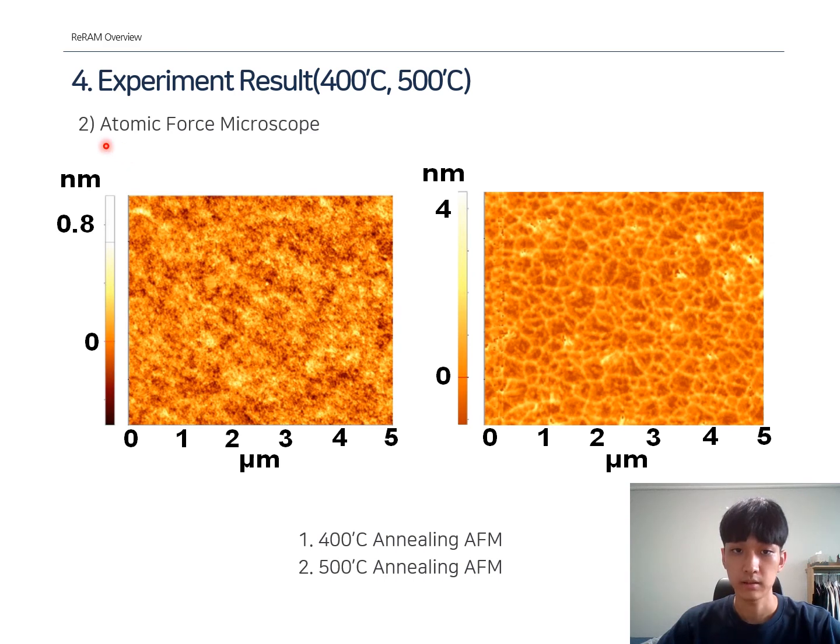This is an AFM picture of the two thin films. The left one is 400 and the right one is 500. As you can see in this picture, the cell-like structure is a locally crystallized structure, which makes grain boundaries and leads to the limitation of the movement of electrons and lowers the capacitance. So we reviewed the ReRAM for neuromorphic computing. Thank you for your attention.